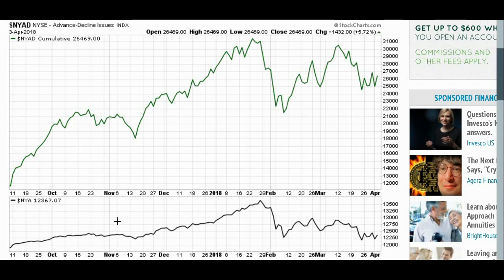And as we can see, they've pretty much been moving in tandem, moving together. I don't see any particular divergences in the past 6 months. So when they're moving together, that's kind of business as usual. Things are behaving pretty normally.